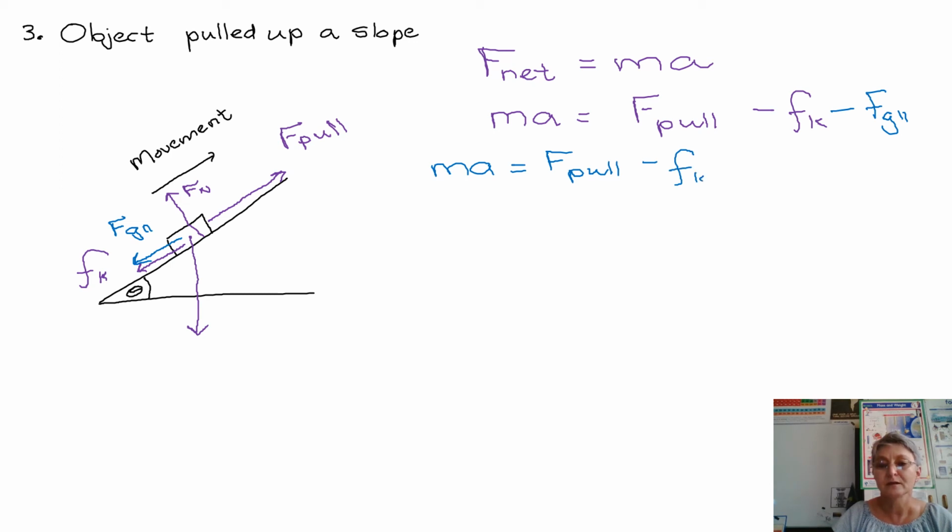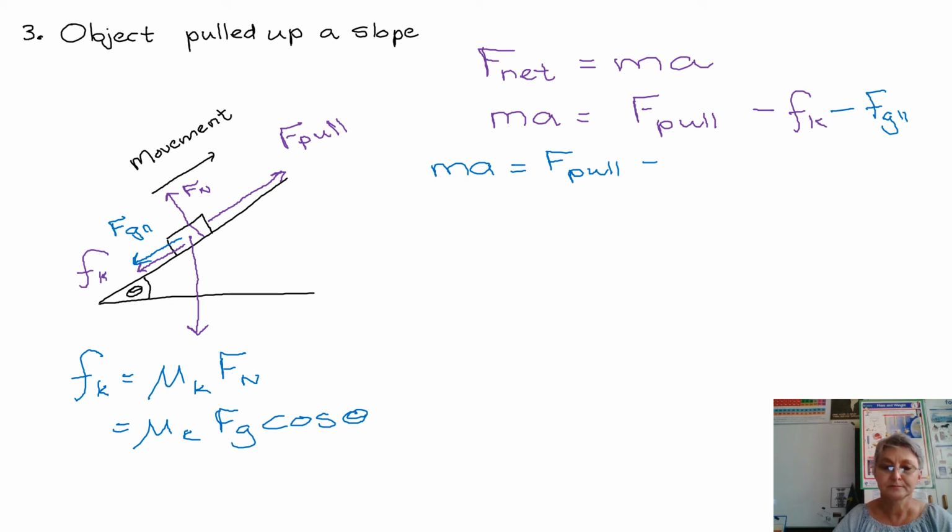Now this Fk would still be equal to mu k times Fn, which is mu k times Fg cos theta. So I'm going to write it as that. Mu k Fg cos theta. And Fg parallel is Fg sine theta.